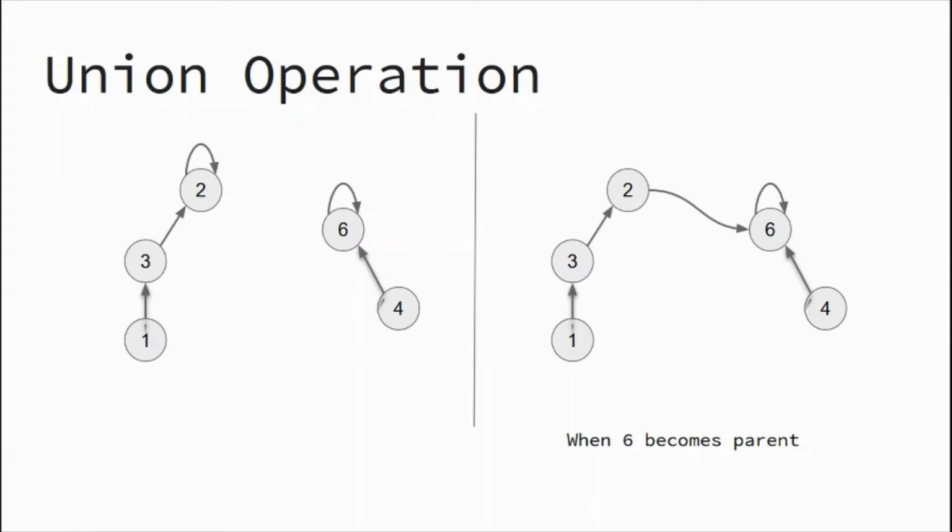For example, like this. Here we can see that 2 is pointing to 6 and 6 is pointing to itself. So this is after merging, and we can see after merging there is only a single parent. So this is how we can merge two different sets. All we have to do is change the parent pointer of one of the parents to point to another parent. This way we can obtain the union operation.